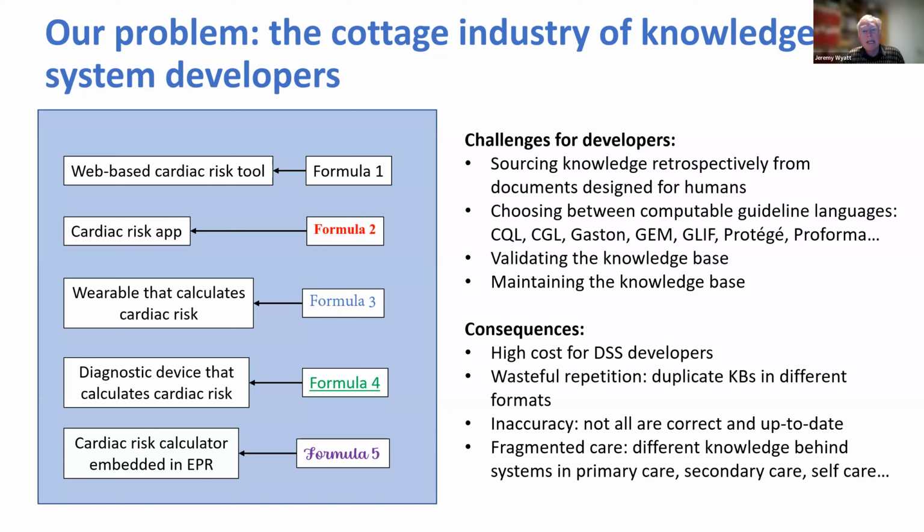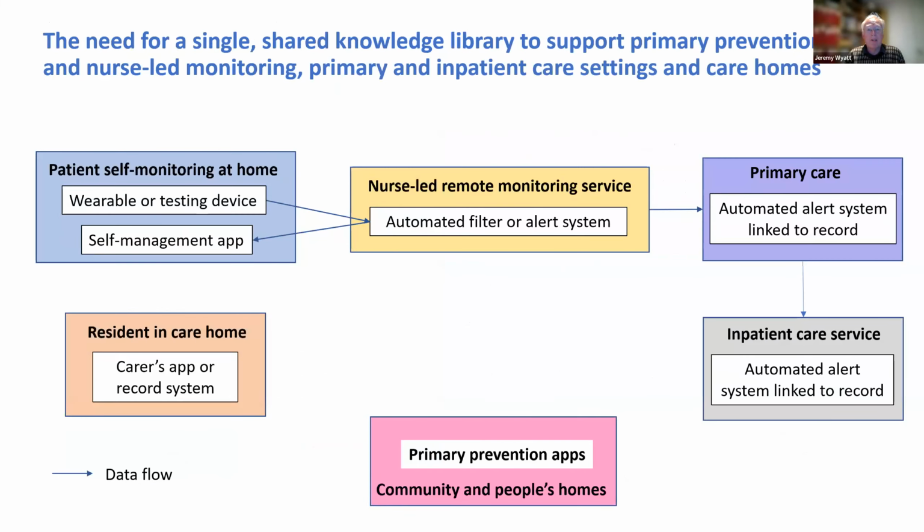But that's costly. There's wasteful repetition, it may not be accurate, and it leads to potentially fragmented care with different knowledge underlying different systems in primary, secondary care, or self-care. And here's an example of the challenges that can lead to. Of course, we're busy trying to link up electronic systems used for patient self-monitoring at home, nurse-led remote monitoring, primary care, secondary care, maybe even a care home, and primary prevention apps as well.